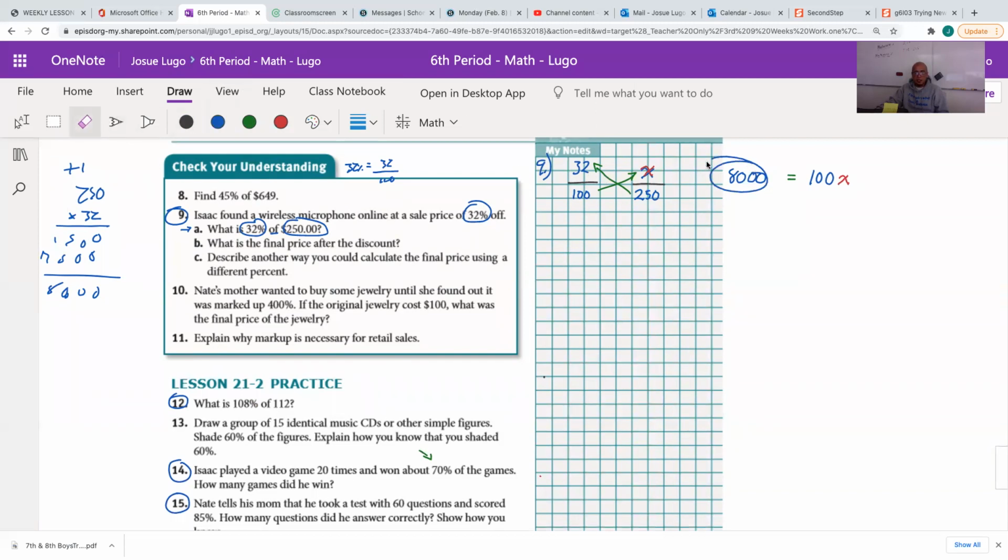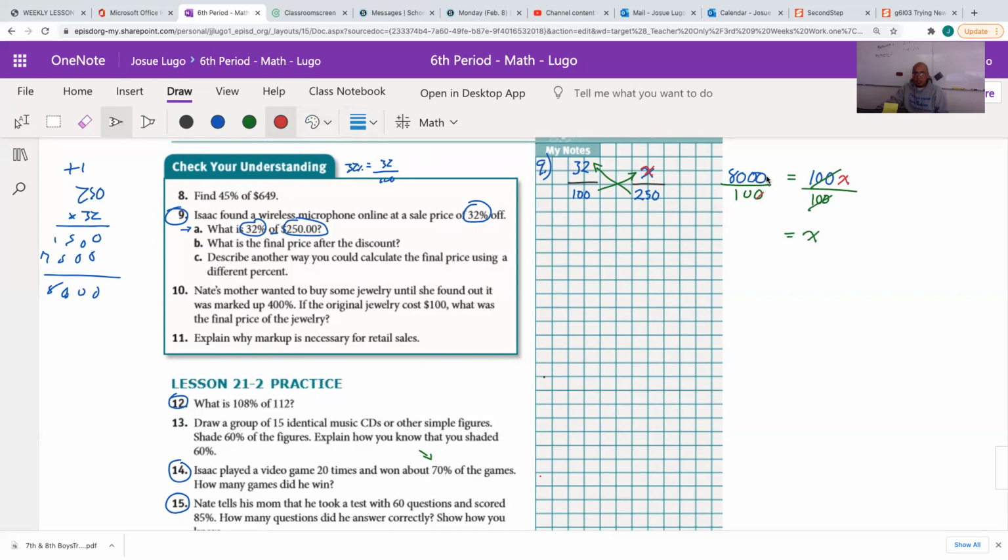All right. So again, on one side, I have 32 times 250, which is right here. And on the other side, I have 100 times x, which is right here. Now, what is always our goal when solving equations? To isolate the variable. I want the x to be by itself, so I need to get rid of this times 100. The opposite of multiplying by 100 is to divide by 100. However, whatever I do to one side, I must also do to the other. So that leaves me with x is equal to whatever 8,000 divided by 100 is.